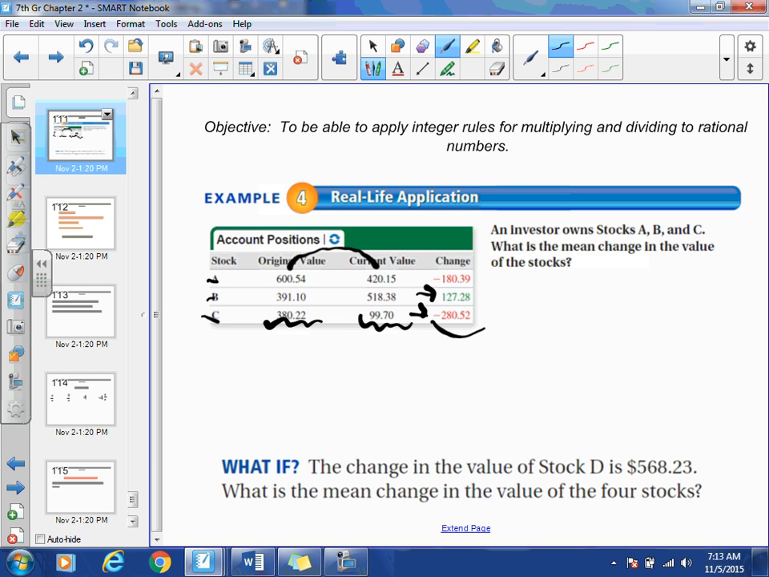So what is the mean change in the value of the stocks? Remember to find the mean or the average. That means you take everything we have, you take all of this change, you find out how much change it was total, all right, and then you redistribute it so it's fair. So if every stock using these numbers changed the same amount, how much would each one change? That's what the mean means. So first thing is to add up those numbers.